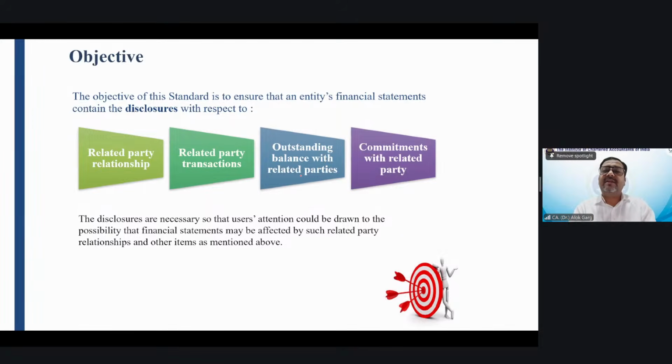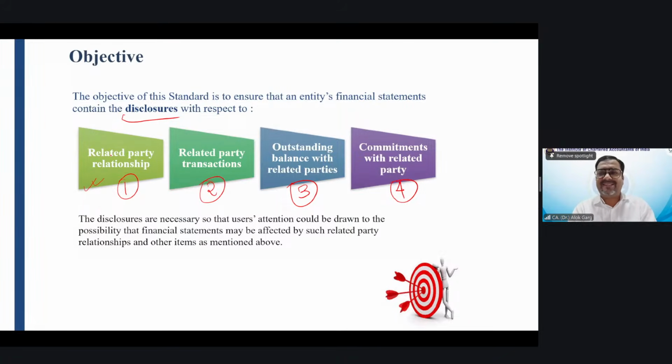Friends, the objective of this standard is to ensure that an entity's financial statements contain the disclosures with respect to related party relationships, related party transactions, outstanding balances with the related parties, and commitments with the related party. Friends, this standard talks about four aspects. Number one, the name of the related party. Name of the related party, relationship with the related party, like he is my brother. Who is he? What's his name, right?